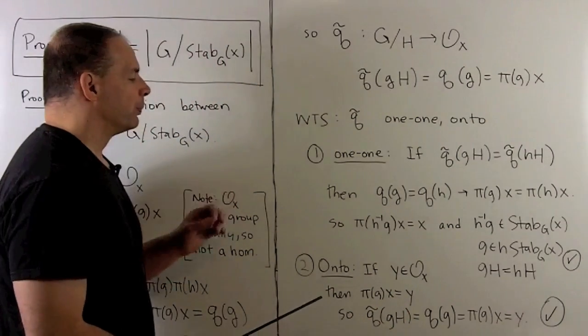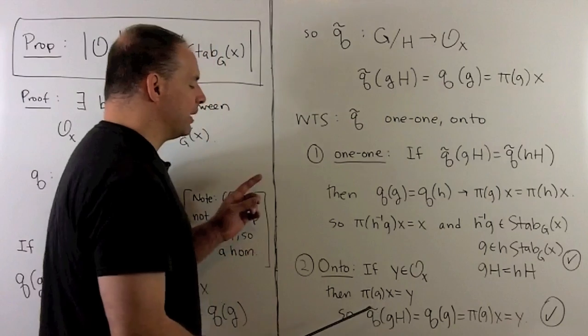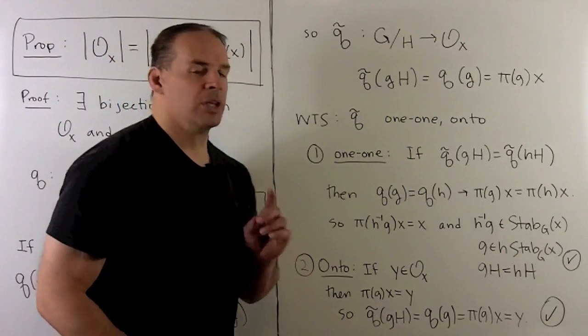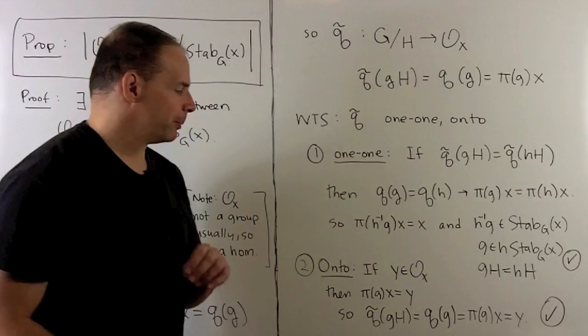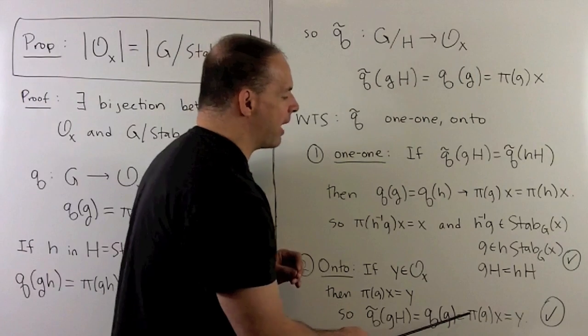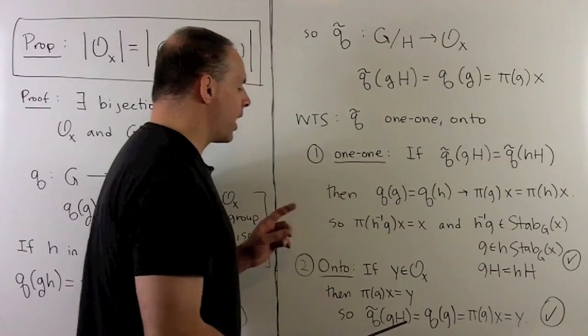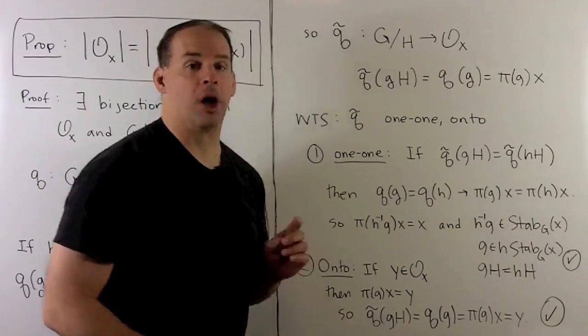For onto, if I have some y in the orbit of X, that means there's some G such that pi of G on X is equal to Y. So I'll just take Q tilde on the coset GH. That's equal to Q on G, which is equal to pi of G on X, which we have by assumption is equal to Y. So I can find some G that maps to the point in the orbit Y. So onto.